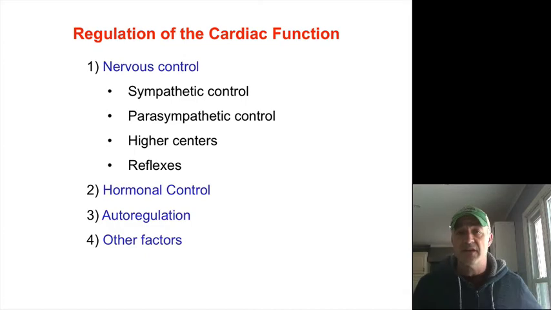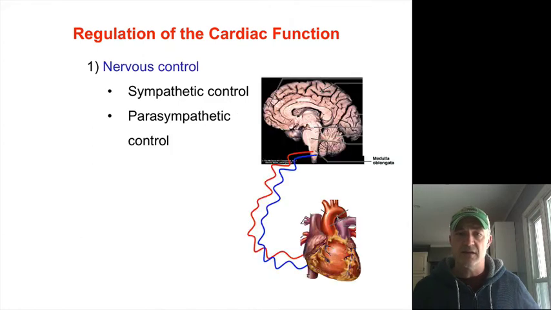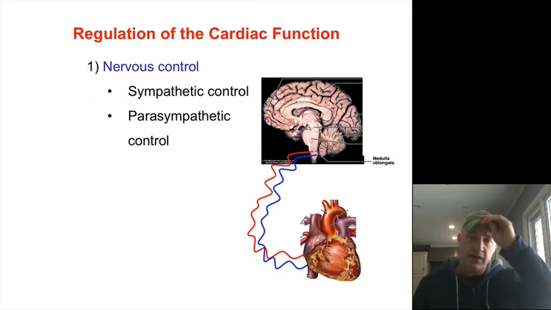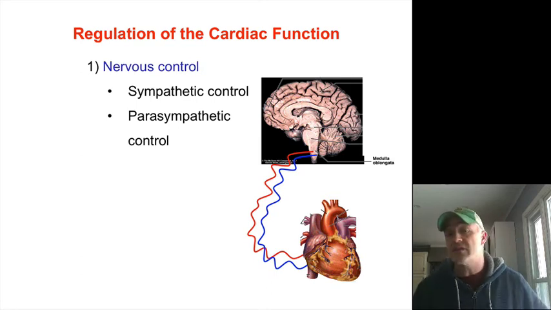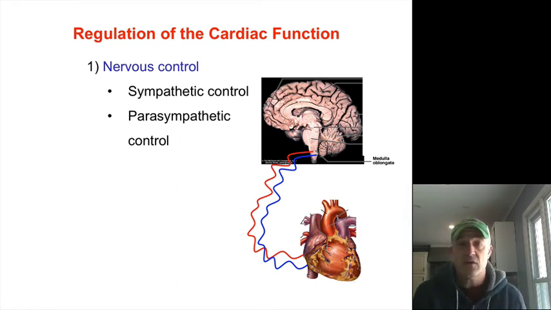Some of this stuff is reflexive. Some of it is in response to sympathetic, parasympathetic. And we're going to take a look at each of these things a little bit here. Sympathetic and parasympathetic control are pretty straightforward, either down the spinal cord or through the vagus nerve. Increased sympathetic stimulation of the heart is going to increase heart rate and increase contractility. Increased parasympathetic impulses to the heart through the vagus nerve is going to slow down that heart rate.